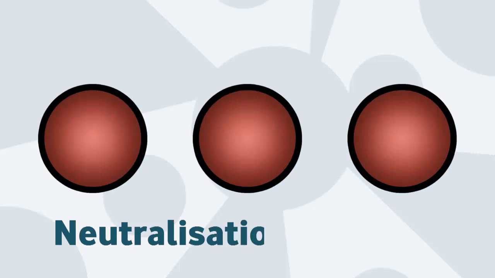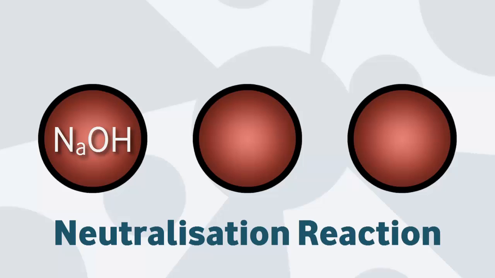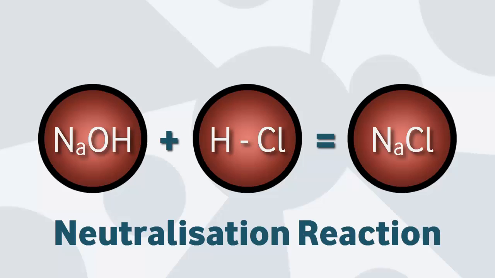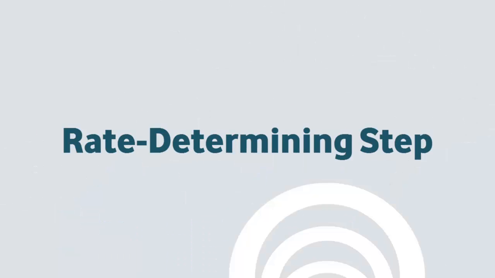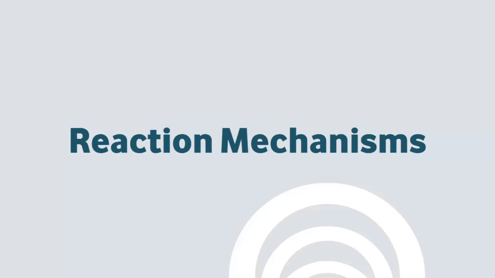Reactions go through this process in different steps. Some consist of one step only, like the neutralization reaction between sodium hydroxide and hydrochloric acid to form sodium chloride. Many others, however, involve more than one step, with each step having its own reaction rate. The overall reaction is determined by the slowest step, which is called the rate-determining step. The study of these processes is called reaction mechanisms.